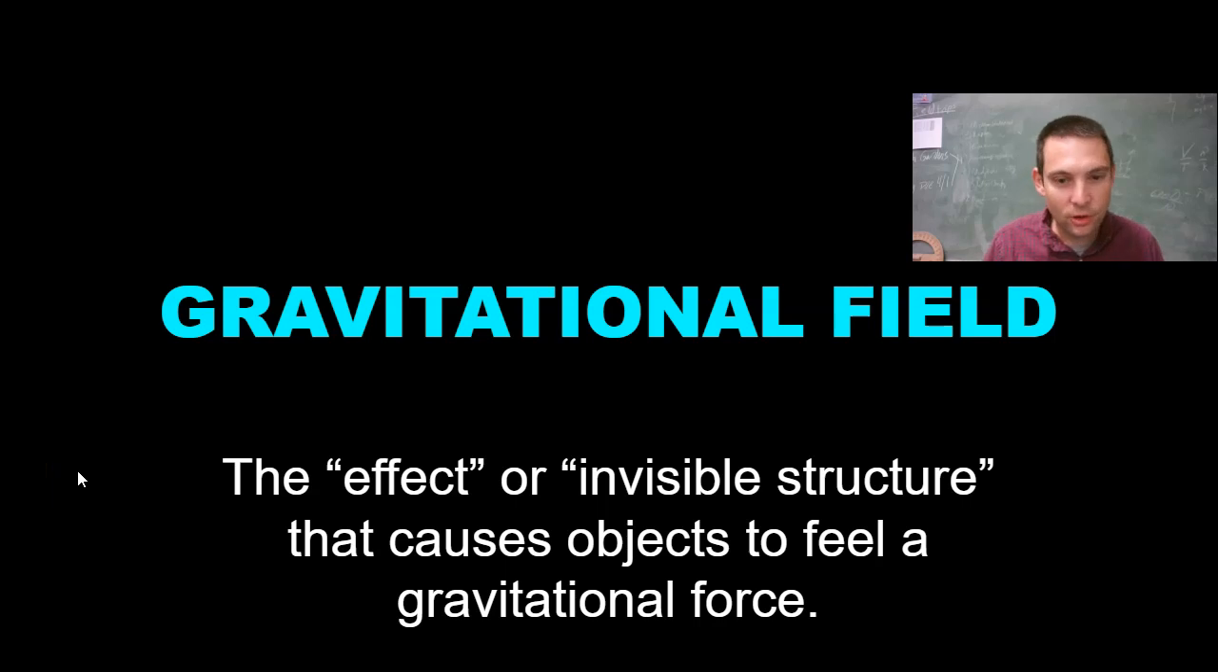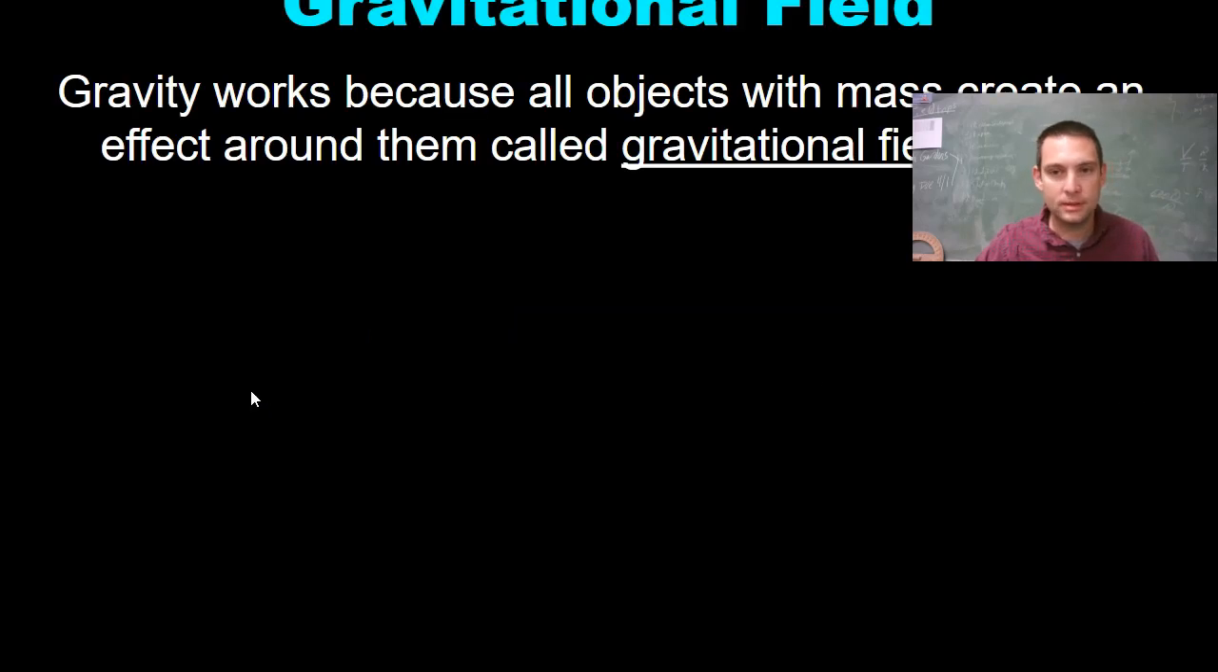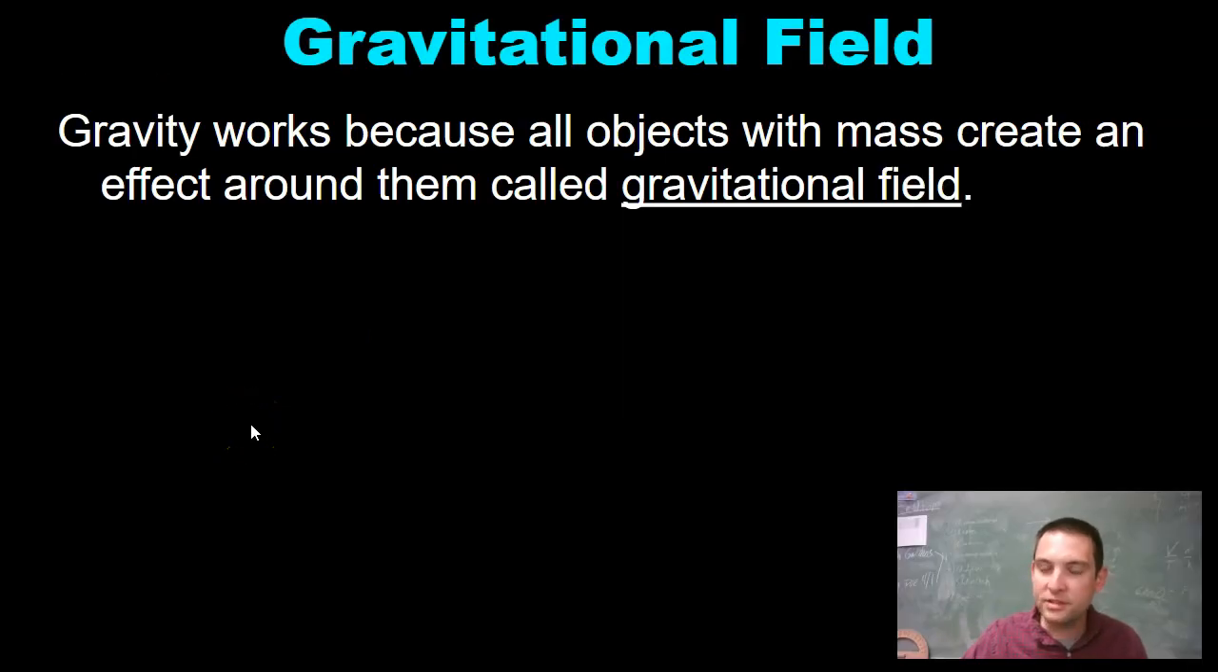Here we go with circular orbits and how we represent circular orbits. First up, the gravitational field, the effect or invisible structure that causes objects to feel a gravitational force. Gravity works because all objects with mass create an effect around them called the gravitational field.